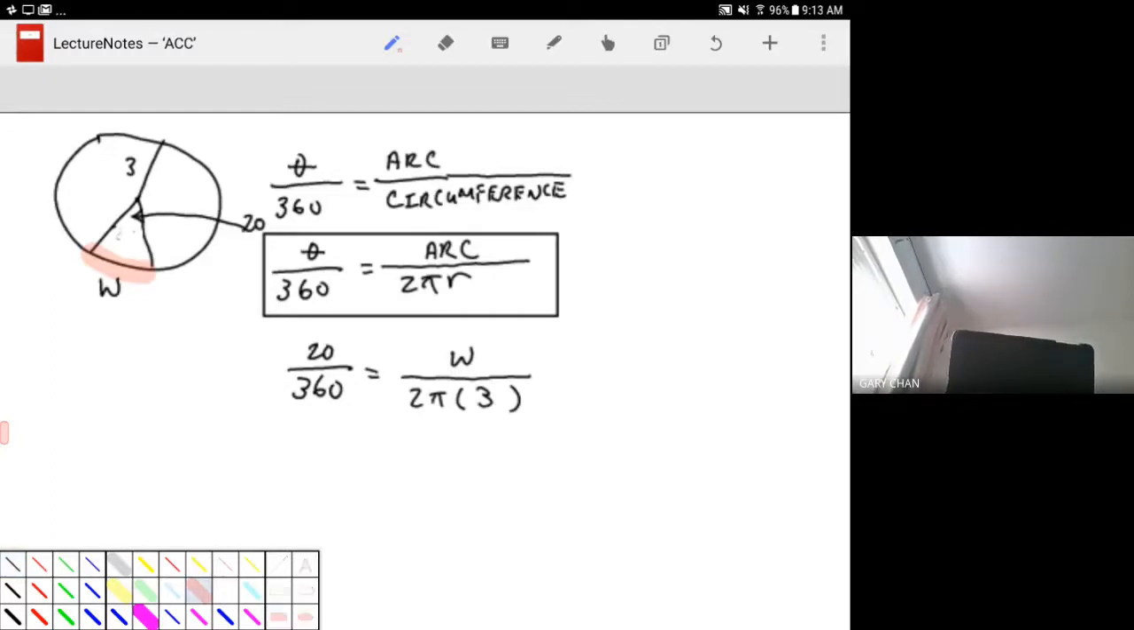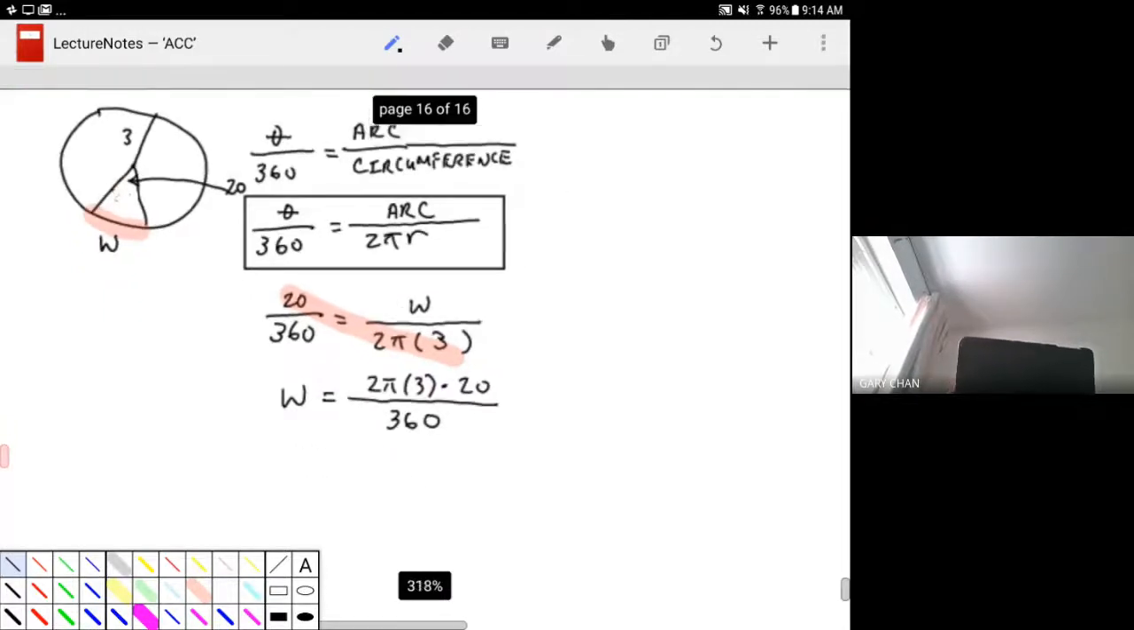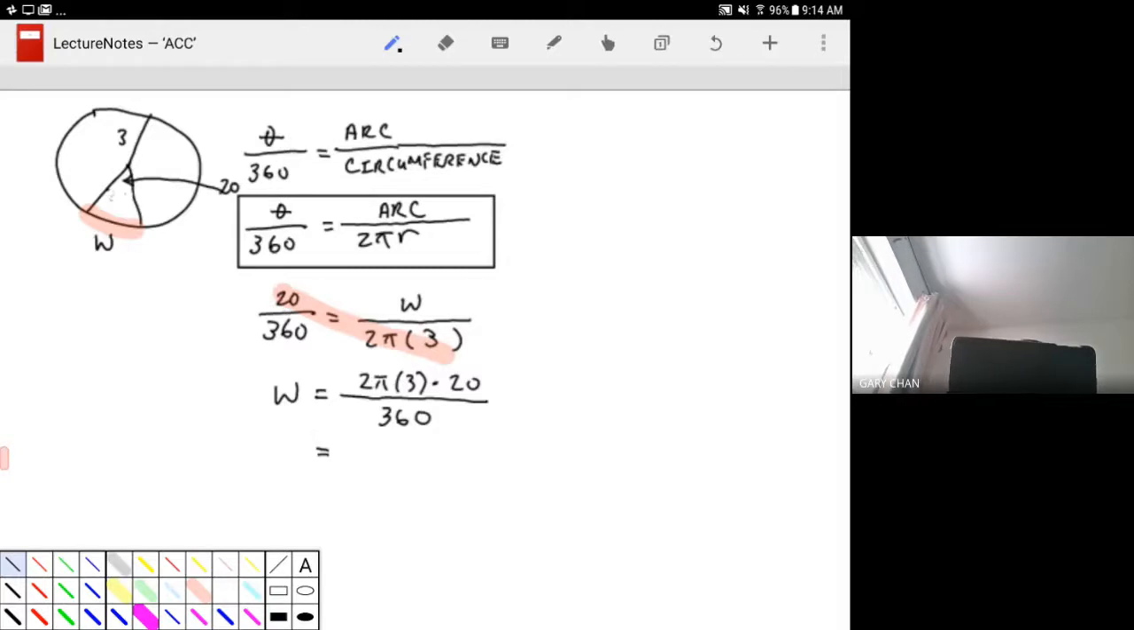So again, don't look at this and be intimidated by it, okay? We're just going to cross multiply just like we did before. If we do that, tell me, what do I get? I get 2 pi times 3 times how much? Times 20. Good. All divided by? 360. Excellent. And I'm going to encourage you to leave your answer in terms of pi there, okay? So meaning, I don't want you to use 3.14. I want to encourage you to leave your answer in terms of that symbol, okay?